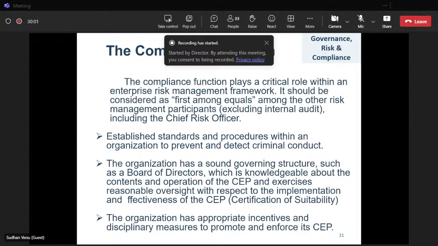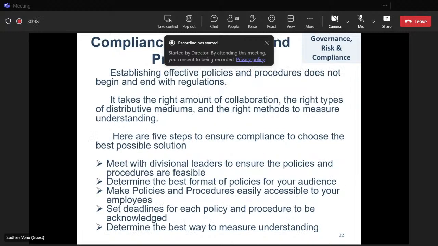The complaint function establishes standards and procedures within the organization to prevent and detect criminal conduct. The organization has a sound governing structure, such as a board of directors, which is knowledgeable about the content and operation of the CEP. CEP is the certification of suitability, and the board has reasonable oversight with respect to the implementation and effectiveness of the CEP. The organization has appropriate incentives and disciplinary measures to promote and enforce the CEP in terms of the compliance function.